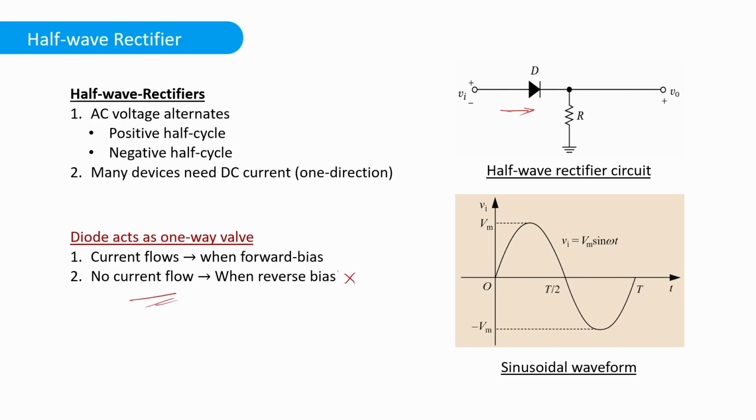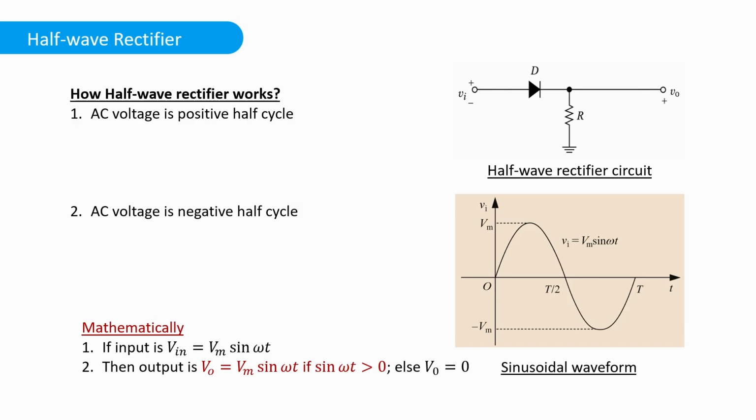Just to give you a recall, forward bias condition is when a diode is connected in a way that its positive terminal is connected with the positive terminal of the input source. So whenever the positive terminal of the source and the positive terminal of the diode are connected with each other, then the diode is in forward bias condition. And if it is connected with the negative terminal of the input, then it will be called reverse bias condition. In this case, we have an AC input voltage.